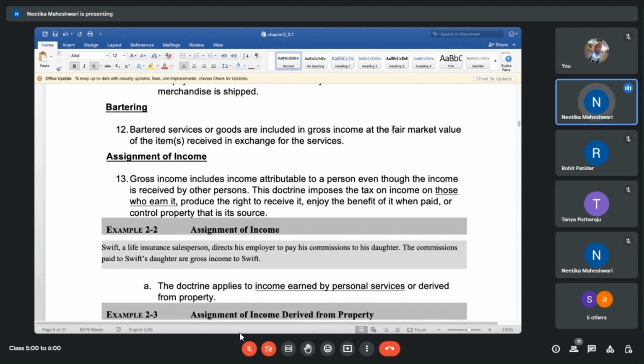Again, what is fair market value? IRS will not go into that and say, according to us, this is the fair market value. Again, the onus lies on us. We need to be able to prove to IRS how we have derived the fair market value.